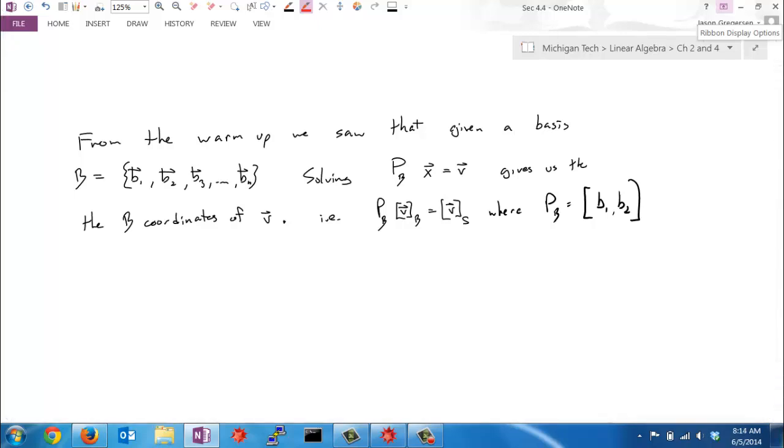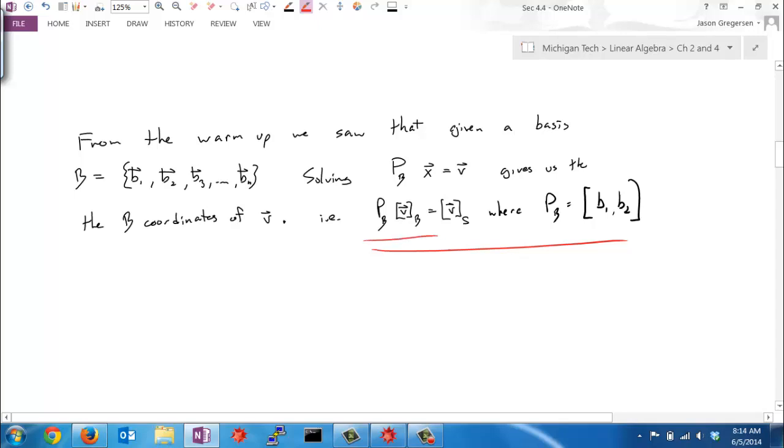Okay, so from the warm-up we saw that given some basis, and we're going to write it all general here, because it might not be for R2, it might be for a bigger space, we might have more basis vectors. So given a basis, solving this thing, where this is a matrix, gives us the B coordinates of v, right? The coordinates to some element of the vector space in terms of the basis. And then we kind of have the expression to summarize that, the mathy equation that means that. So it's matrix times those coordinates equals standard coordinates. Now that might look a little, right, with a P sub B kind of thing.